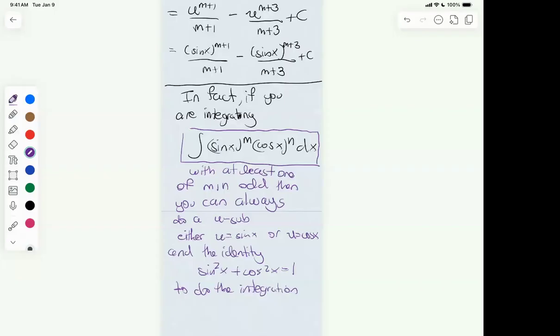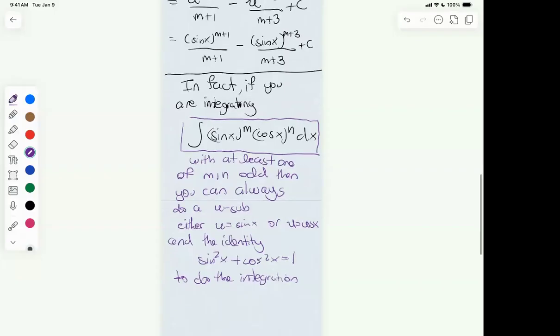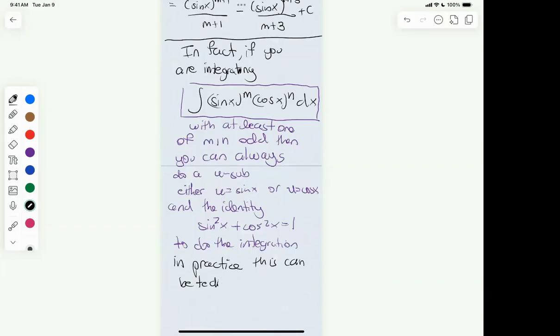The thing is, of course, in practice, this can become tedious again. So I won't do this integral, but just to show you why this can become annoying and tedious, for example, let's say I had the integral of cosine of x to the 4 times sine of x to the 7 dx. At least one of these exponents is odd, so we are good. I'll just break this as sine of x to the 6 times sine of x, okay?